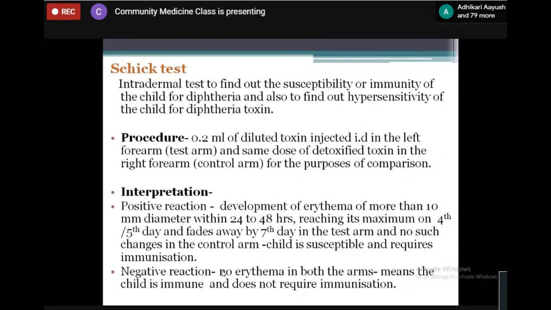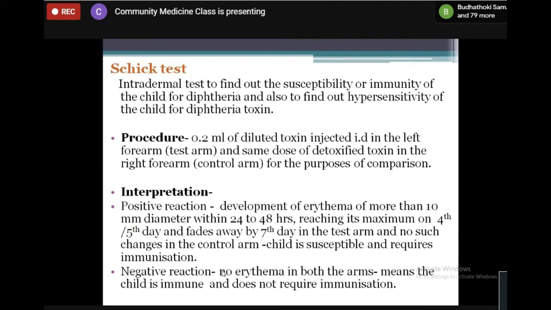Okay, and you need this: you would inject the detoxified toxin so as to compare the results with the test arm. That's why this is known as the control arm. So how to interpret this result? If positive reaction, when there is development of erythema, there is redness of skin of more than 10 millimeter diameter within 24 to 48 hours.